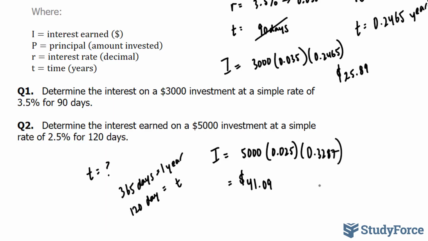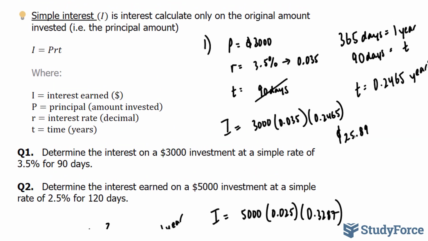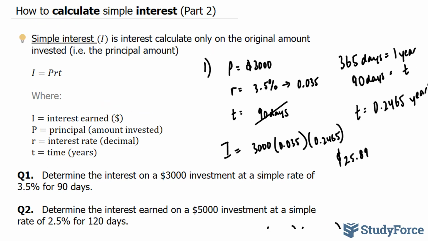So what does this mean to our investors? This means that if you invest $5,000 at 2.5% simple interest for 120 days, you earn approximately $41, and $25.89 for the first investment here. And so there you have it. That is how to calculate simple interest.